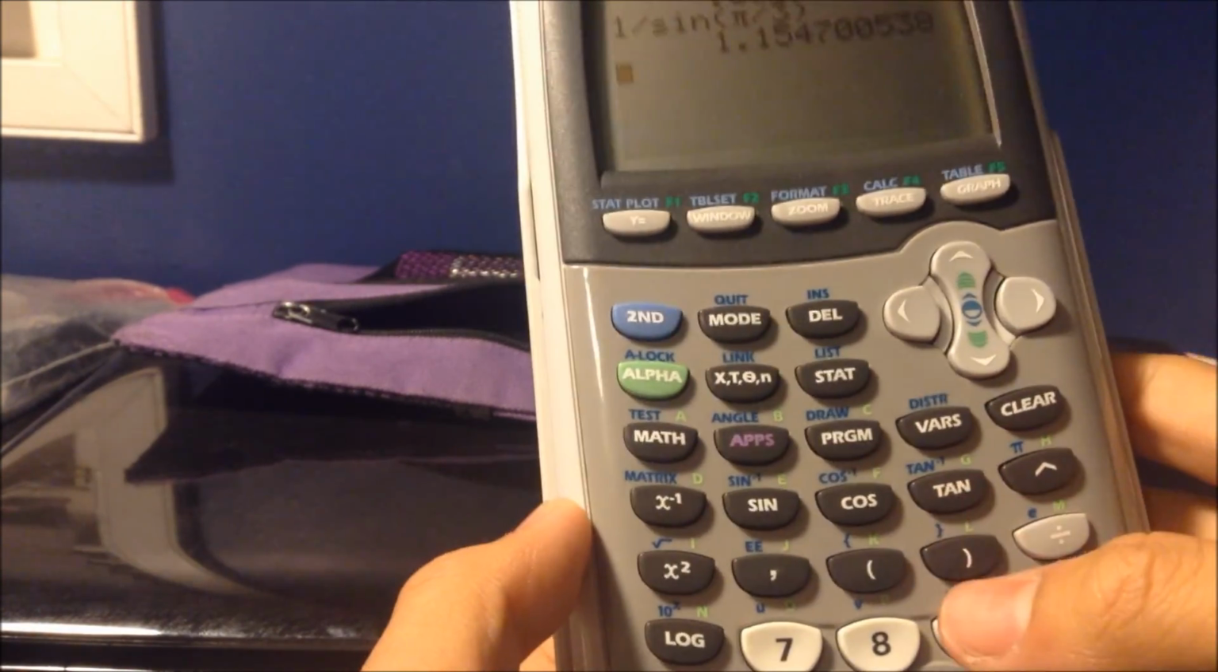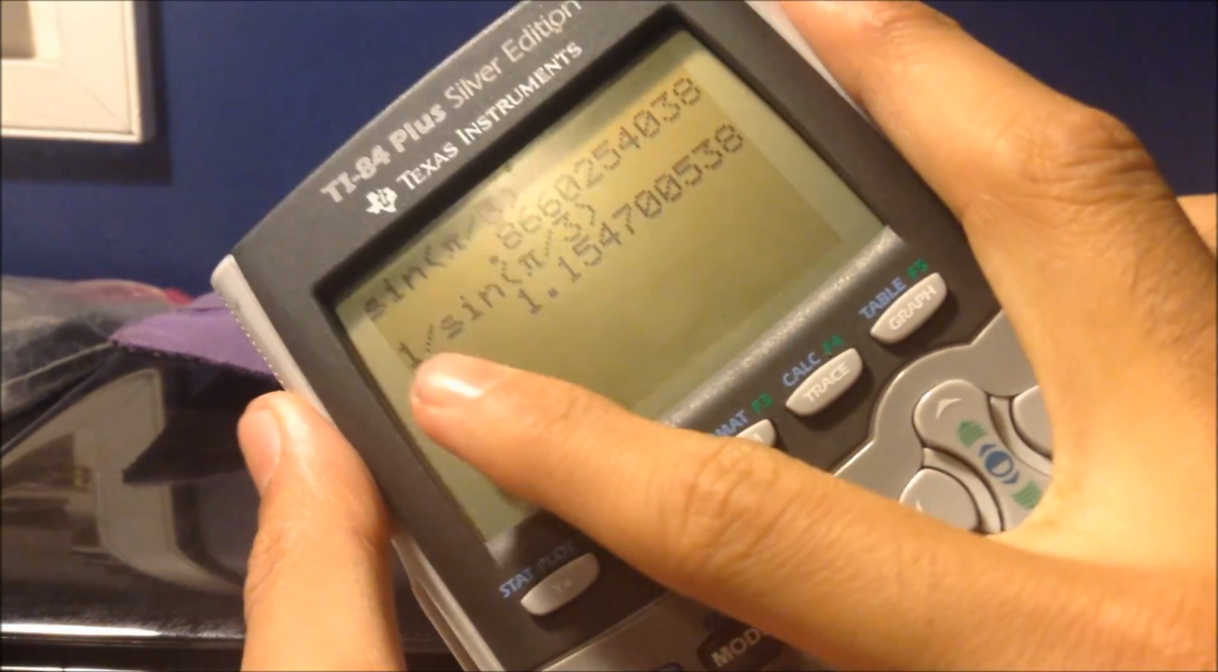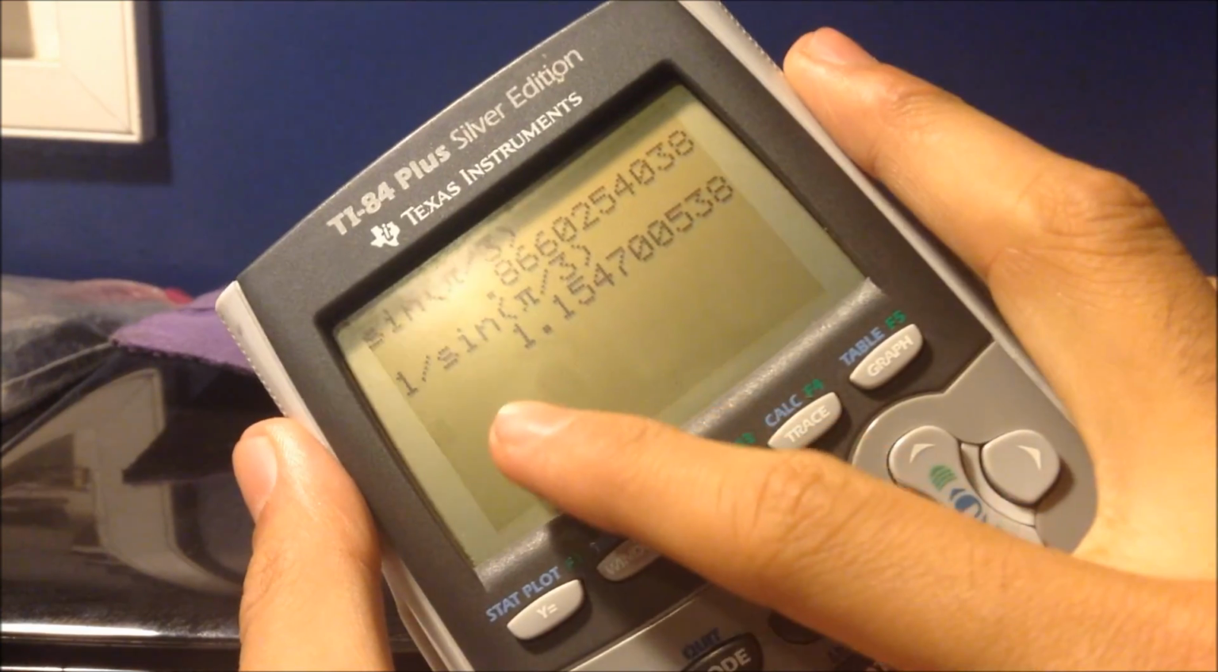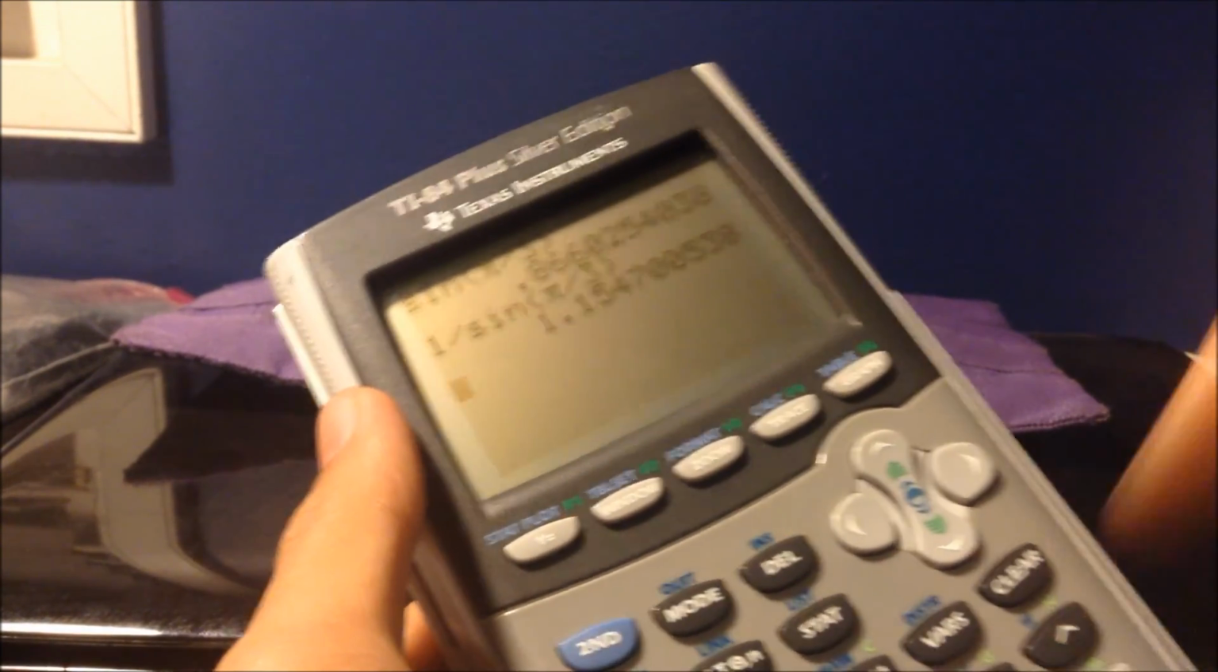You may notice that you don't have cosecant, secant, or cotangent on your calculator. That's very simple to solve. For cosecant, all you have to do is put 1 over sine, like so, and then you get your answer. The same thing goes for secant and cotangent.